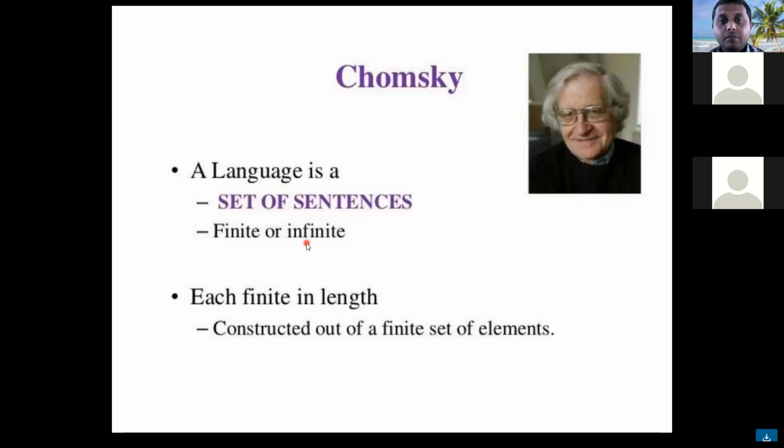Can you tell me the total number of sentences in Hindi? Same, sir, unlimited. Sentences in English. How many? Again, the same answer. Unlimited.